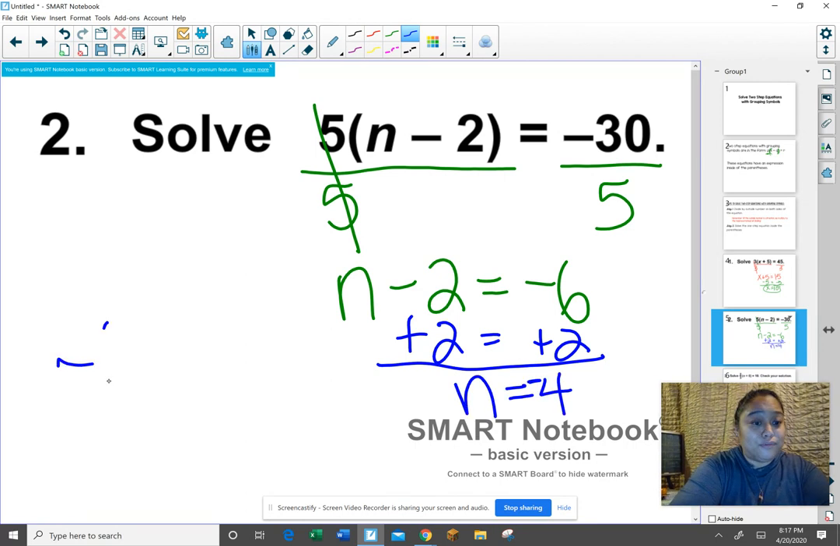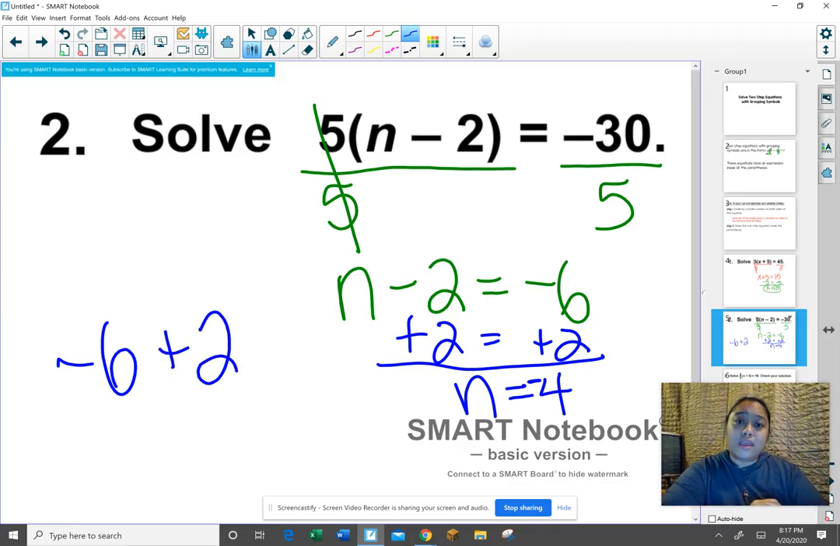Why is it negative 4? Well, remember, if we add two different signs, we subtract the values. 6 minus 2 is 4, and we take the sign of the bigger absolute value, which was negative.